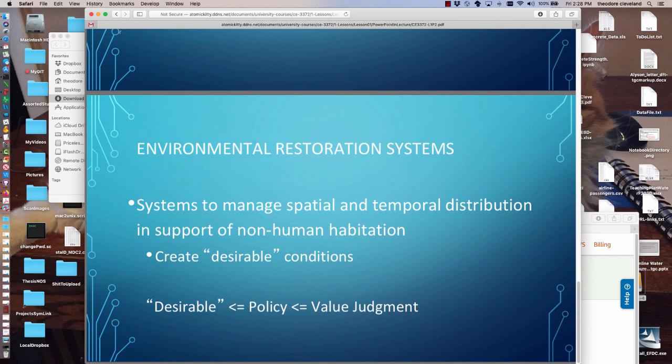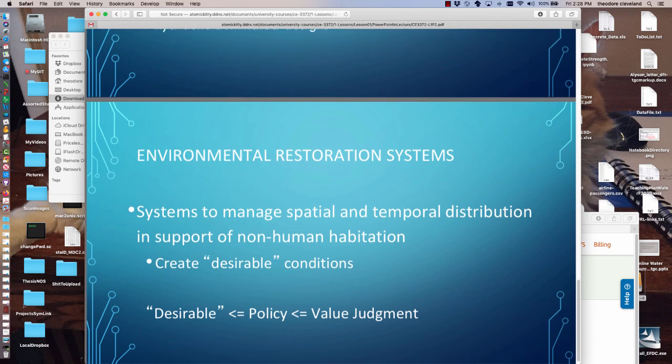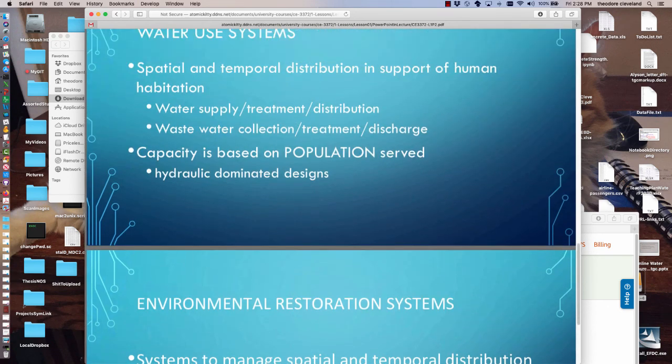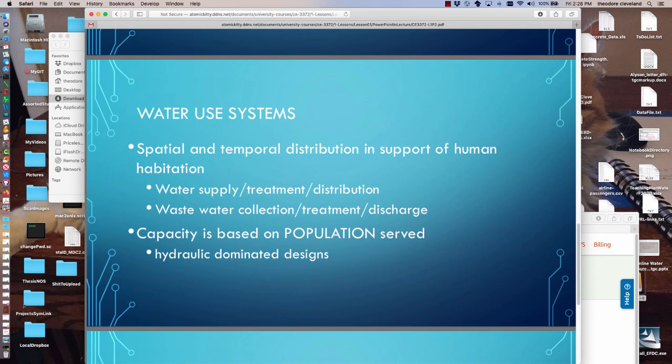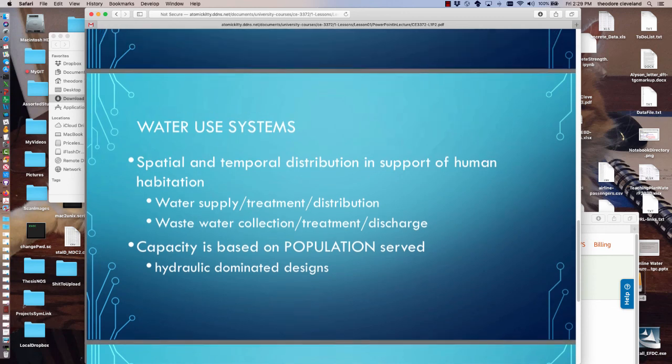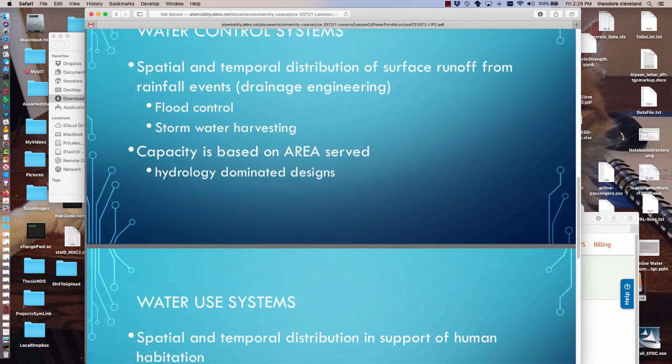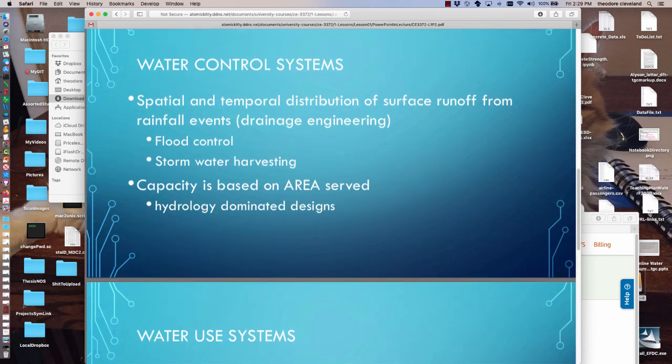And that pretty much concludes part 2 of lesson 1, just our introductory lesson in water systems design. We won't focus very much at all on environmental restoration systems. The bulk of this course is spent a lot of time on water use and a fair amount of time on water control in the context of drainage engineering.